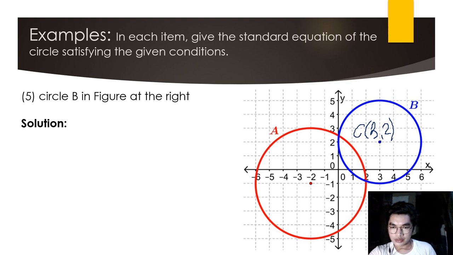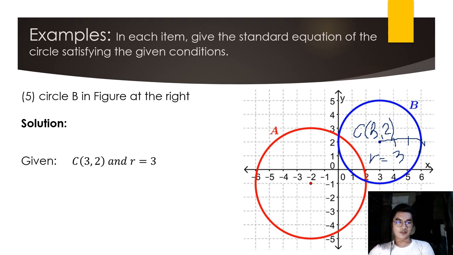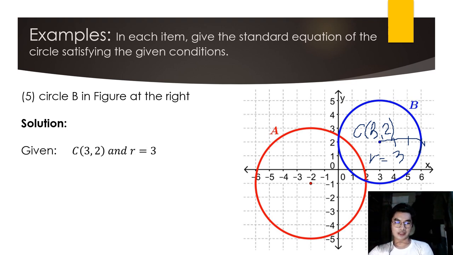From this point up to this point. Okay, so let us count. We have 1, 2 and then 3. So therefore the radius is equal to 3. Okay, so given we have center 3, 2 and radius is equal to 3.